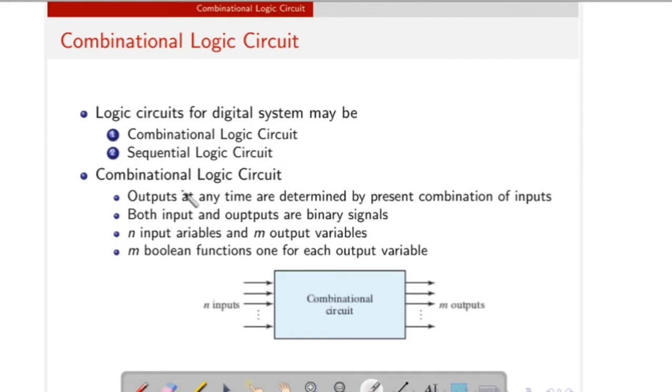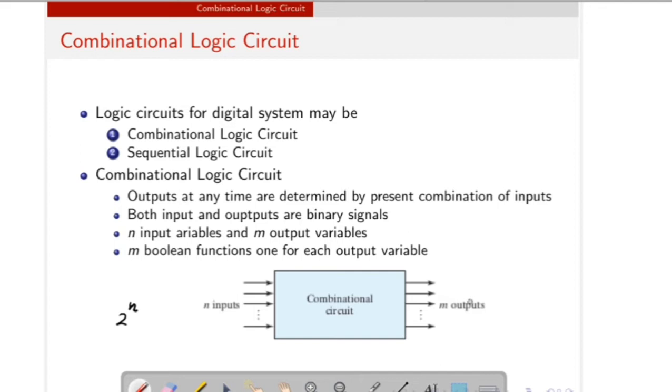Okay, so what is a combinational logic circuit? Combinational logic circuit means the output of the combinational circuit depends only on the input. So this is the block diagram of the combinational logic circuit. It has n inputs and m outputs. These m outputs depend only on the n inputs. So you all know that if there are n inputs, we have 2 raised to n different input combinations. So for each input combination, this combinational logic circuit produces m outputs. That output may be either 0 or 1.